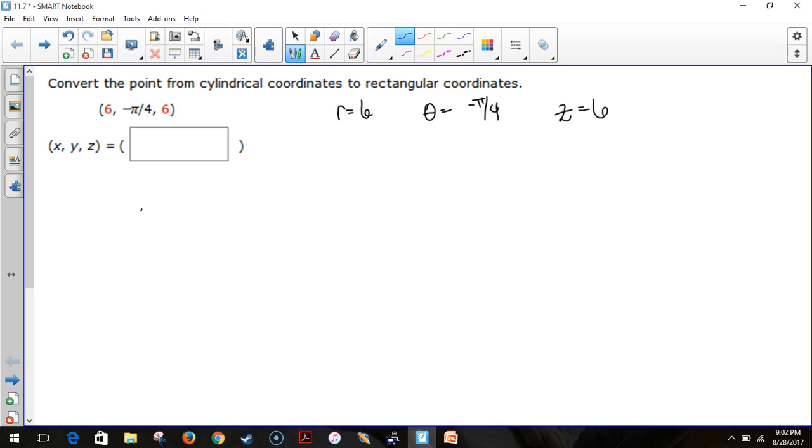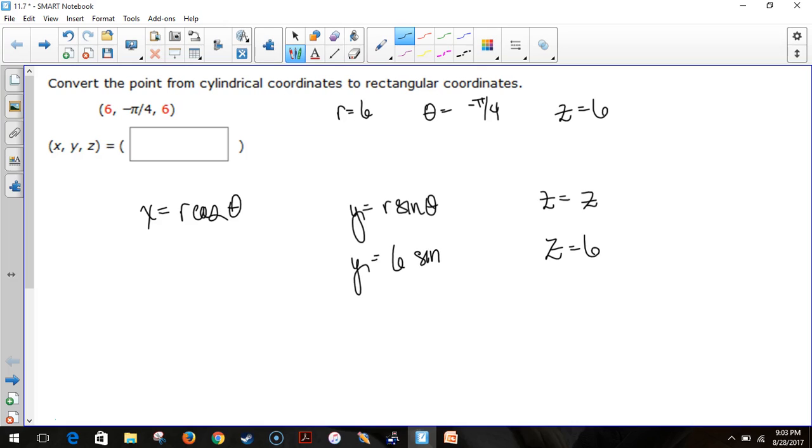So if I want to go to rectangular, I have x is equal to r cosine of theta, and y is equal to r sine of theta. Z is just z. So z is going to be 6. Y is going to be 6 times the sine of a negative pi over 4. This is on my unit circle. Negative pi over 4 is going to be a negative radical 2 over 2. And so we're talking about a y coordinate of a negative 3 radical 2.